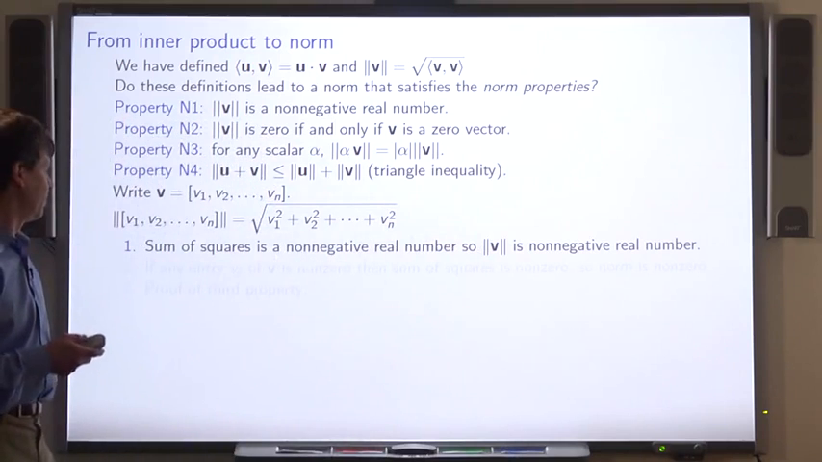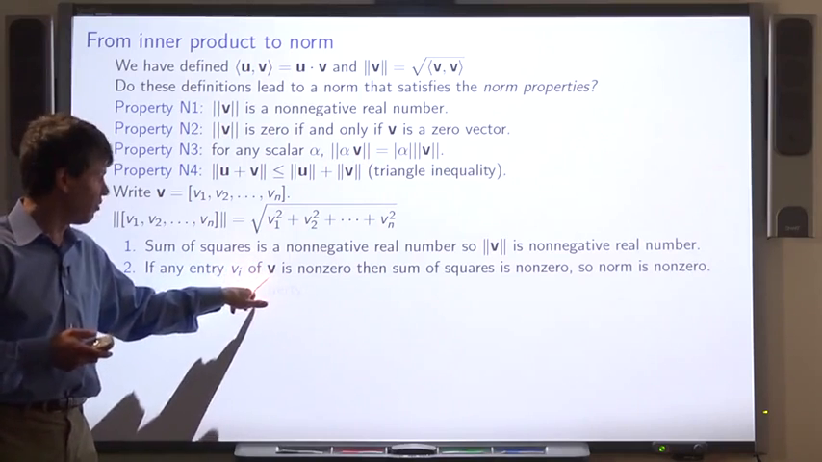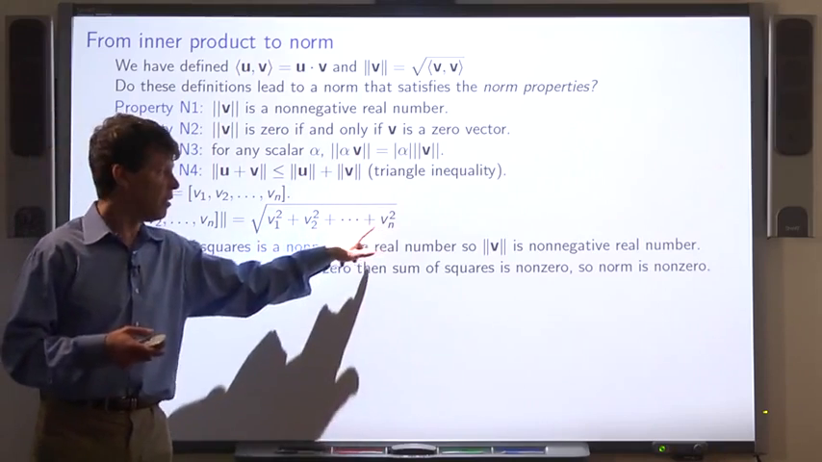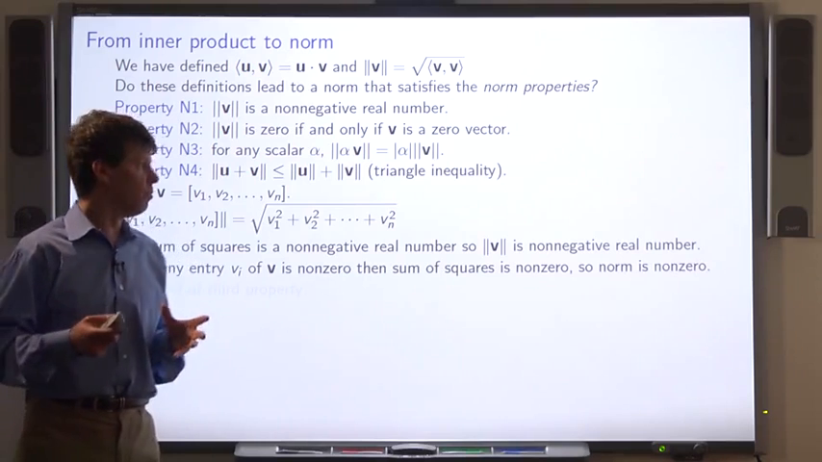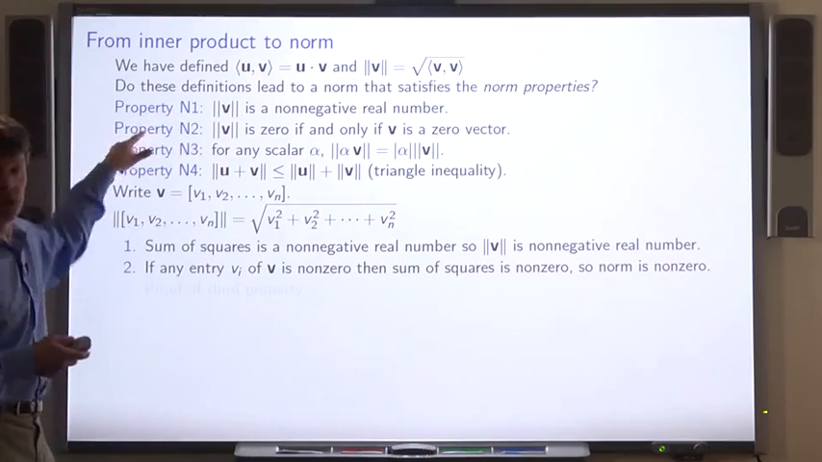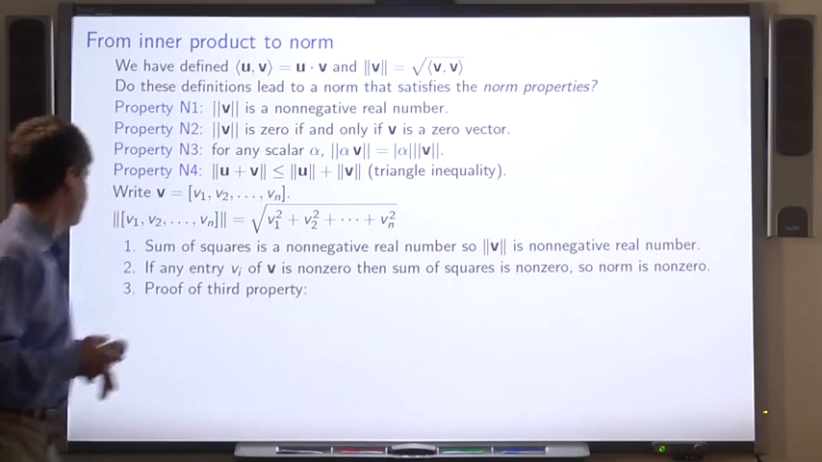That's the first property. Now, if any entry of the vector v is non-zero, then this sum of squares is bigger than 0. So the norm is non-zero in that case. So that shows that the norm satisfies the second property.